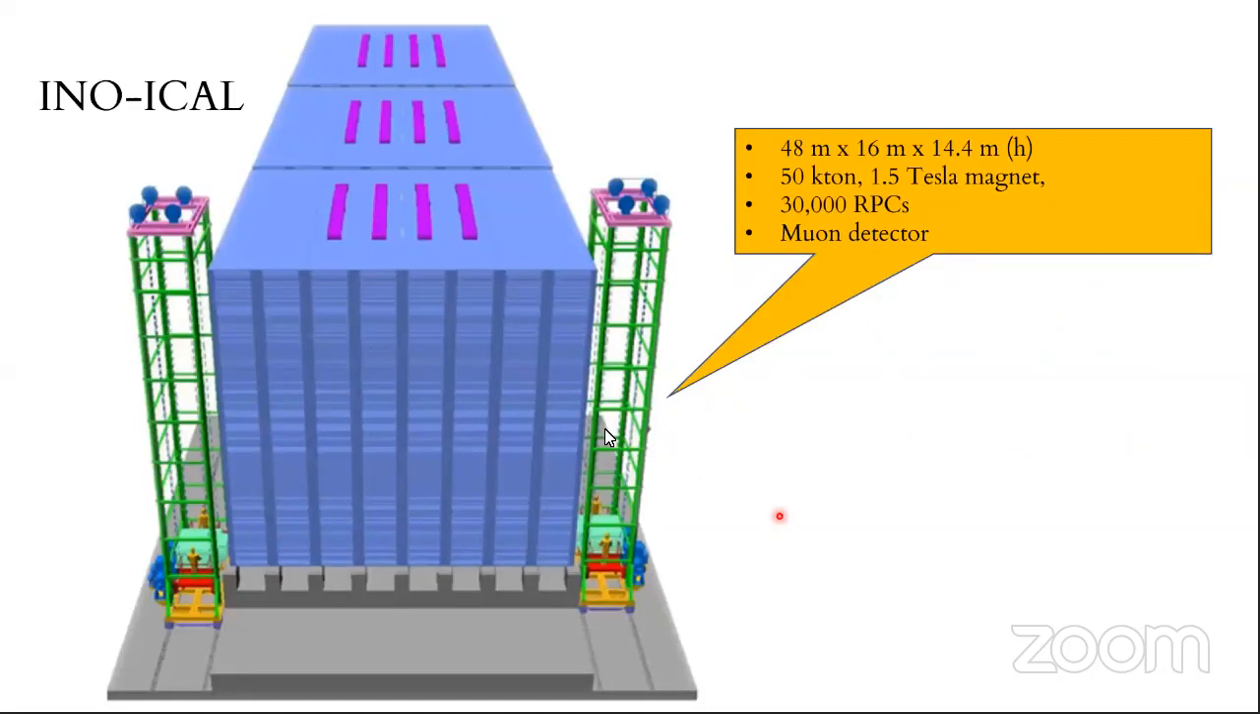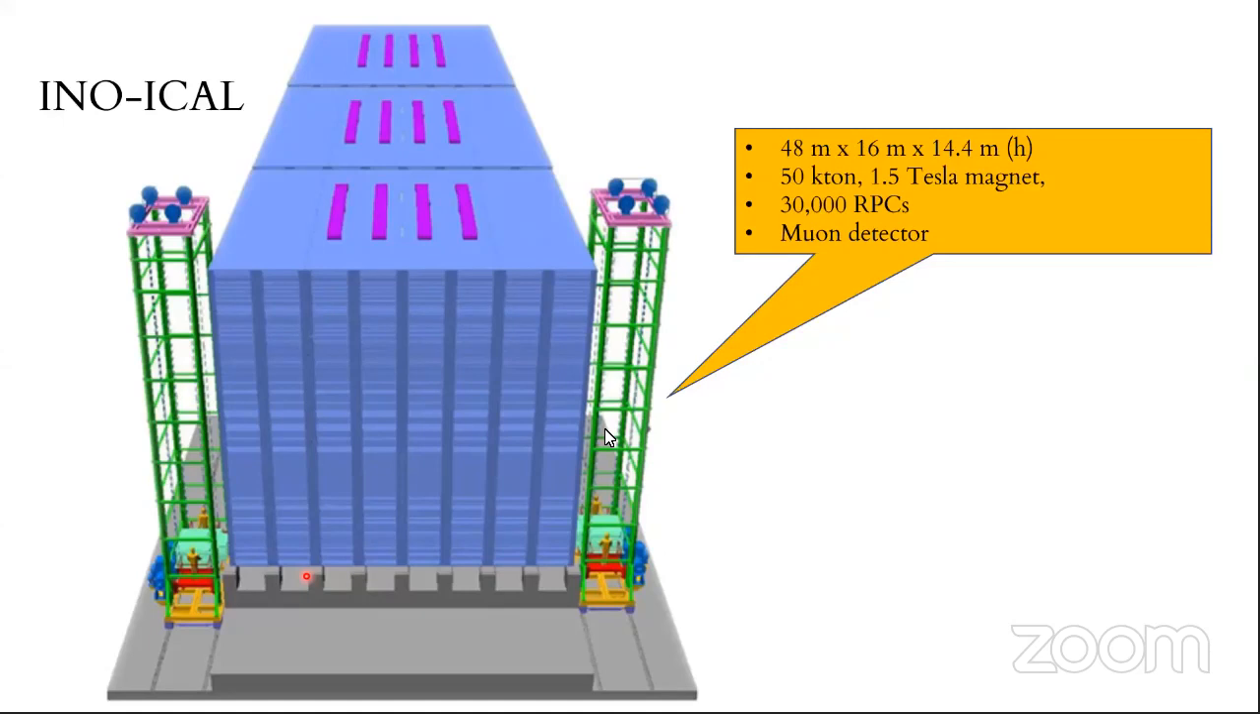Now, the INO experiment is a massive experiment, a massive detector. It's around 50 kiloton. It has a 1.5 tesla magnet. So you see these magnetic coils here. And these are iron plates. And inside these iron plates, you have what are called resistive plate chambers. There are a total of 30,000 resistive plate chambers. And this is essentially a muon detector. That means that you will not be able to see an electron neutrino interaction or a tau neutrino interaction in this detector. You can see it is more sensitive to muons.